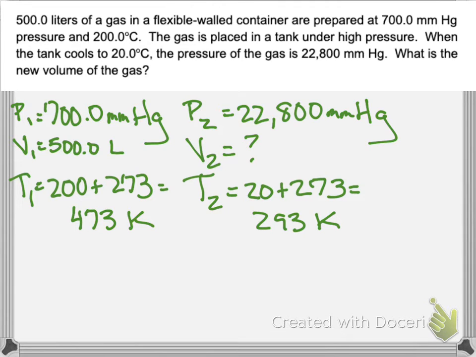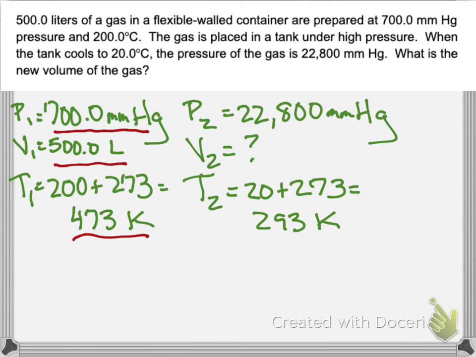So, as always, I like to set up our problem to make sure that we have all of our variables and then we know what we're solving for. We're going to use 700 millimeters of mercury as P1. Then we're going to fill in V1 as 500 liters. That's the very first thing we see in the problem. And so we know that our answer should be in liters on the other side because we're solving for volume. And T1, we're going to take that first temperature of 200 degrees Celsius, add 273, and we're going to end up with a value of 473 Kelvin.